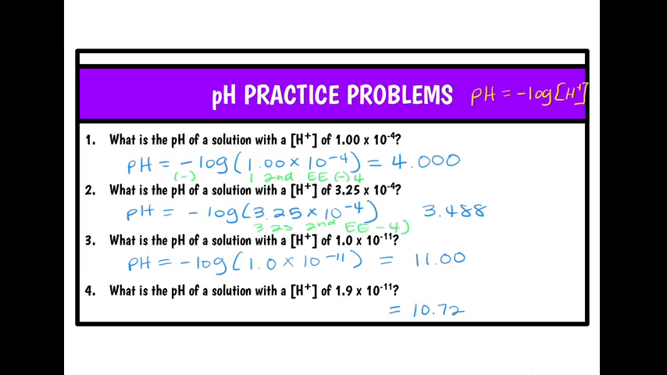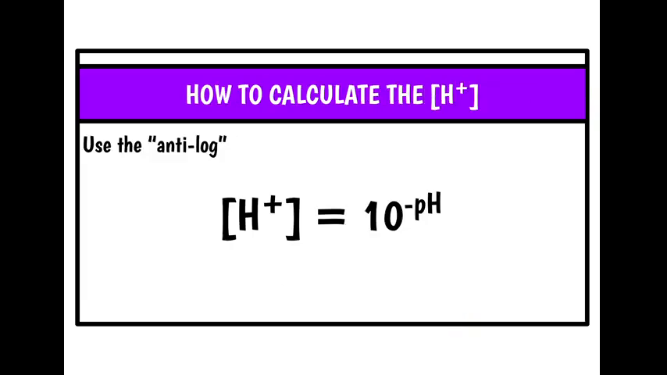So when we go ahead for this one, we did the negative log of that concentration, and it ended up to be a pH of 11. And then notice this one had a little bit more hydrogen ions. It had a greater hydrogen ion concentration. So again, it's going to have a lower pH because the more hydrogen ions, the lower the pH. Again, that inverse relationship.